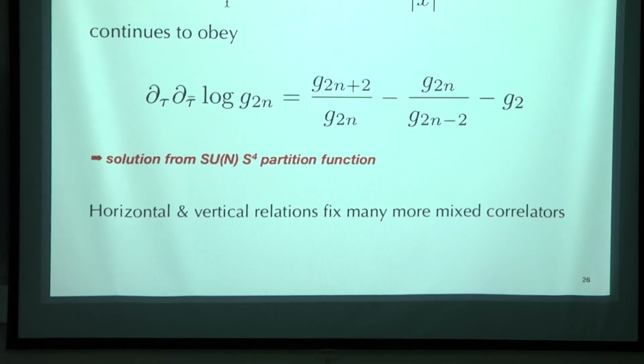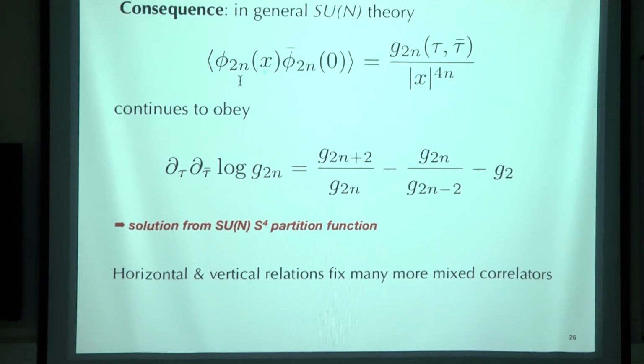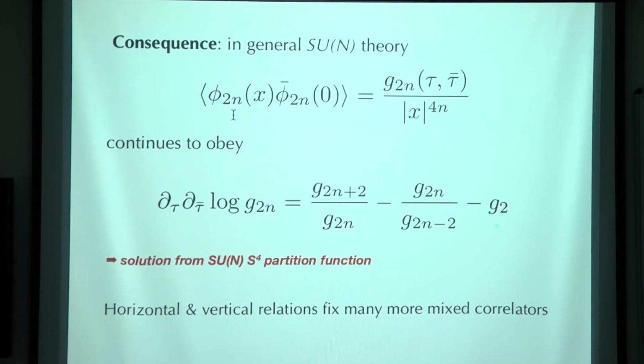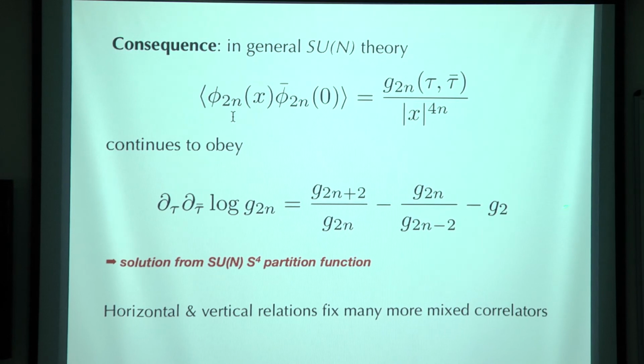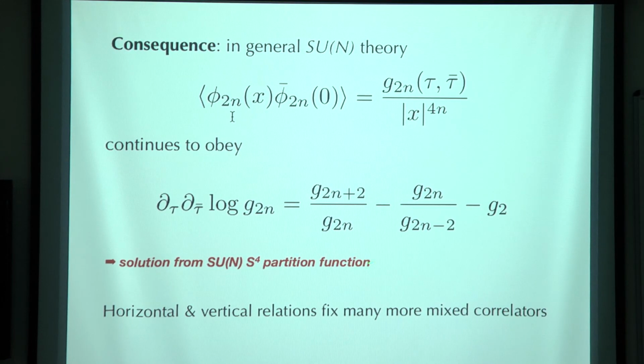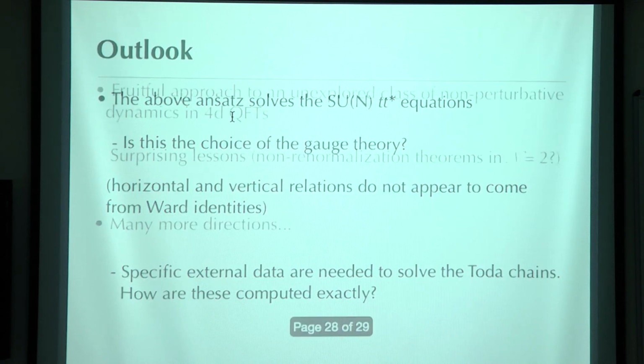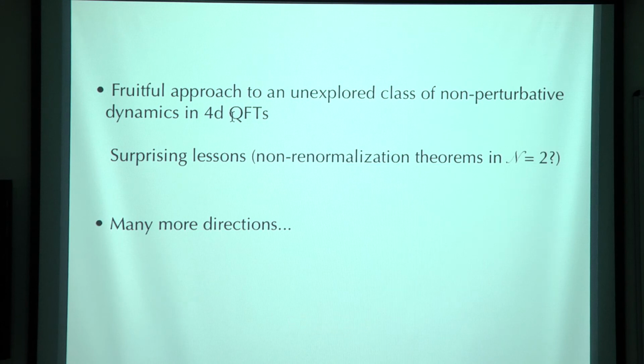So one of the consequences here is that in the general SU(N) theory, if you consider again these operators that are also considered in the SU(2) case, now they obey this standard order chain. So you give me the holomorphic metric, the SU(N) S4 partition function, and I tell you about all these 2-point functions immediately, just like in the SU(2) case. And then the horizontal and vertical relations fix many more mixed correlators. So there are many obvious questions here that one can further explore, and I will let you read them. Okay, thank you.